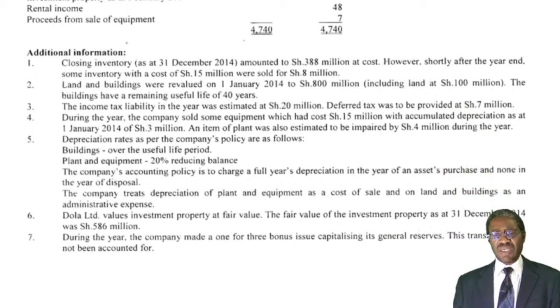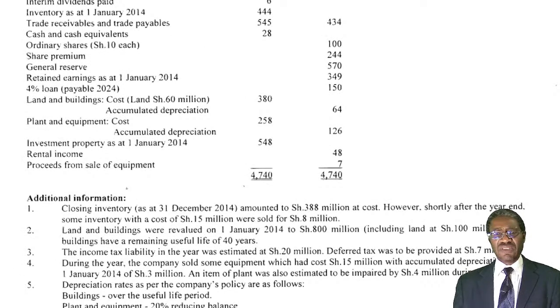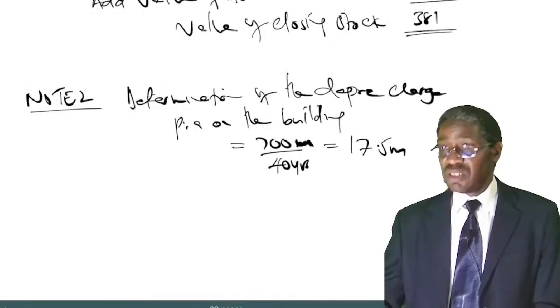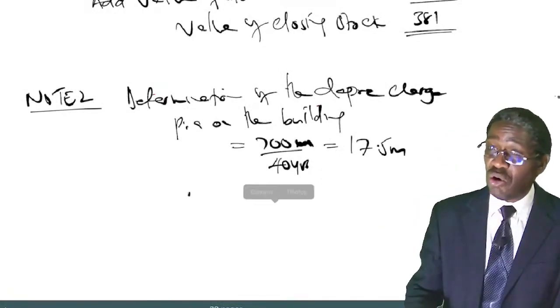If you look at the trial balance, we are given land and buildings. The cost for land is 60. Both of them, we are given the value as 380. So if land and buildings have a cost of 380, out of which land had a cost of 60, and we are told it was revalued to 100, so what is the gain on revaluation of the land?